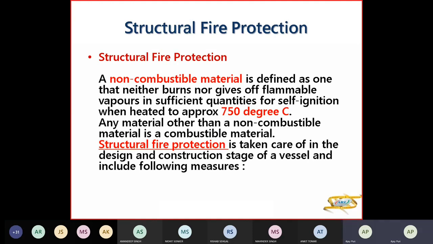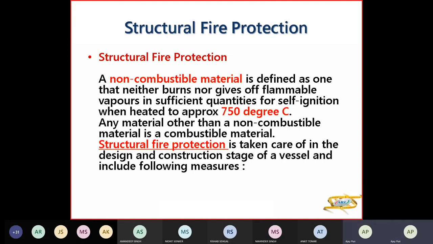So structural fire protection is what kind of structures you're supposed to have on ship for fire protection, which includes your fire bulkheads. So what is a non-combustible material? That is defined as a material which will not burn or give off flammable vapors for self-ignition when heated to 750 degrees Celsius. And any other material which is other than non-combustible material is a combustible material. So if you heat it, it catches fire at 200, that is combustible material.